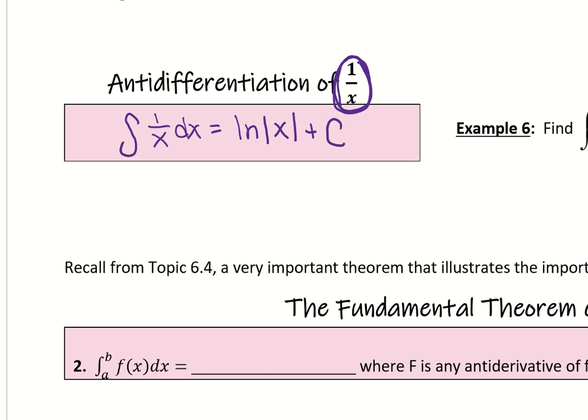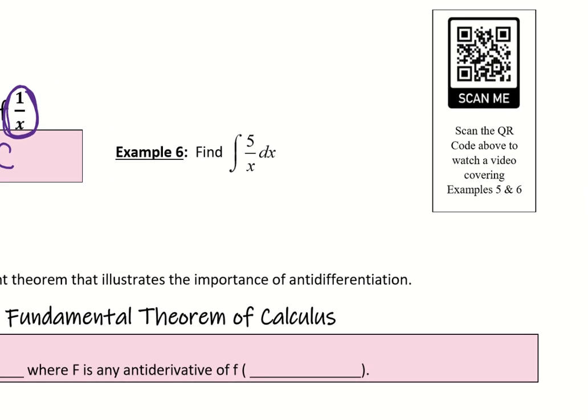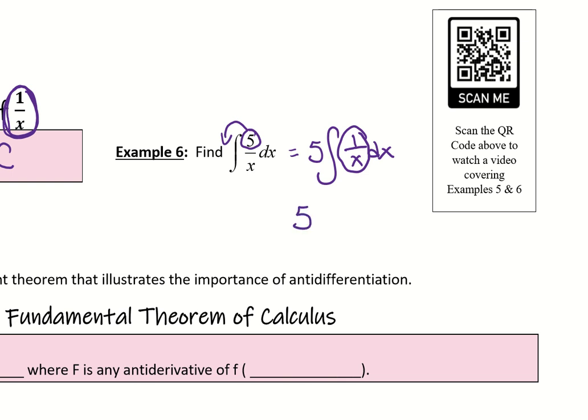All right, let's do it. Example 6. So here we can rewrite this. This 5, again, can go out in front, and we can write this as 5 times the integral of 1 over x dx. And then we know that the antiderivative of 1 over x is the natural log of the absolute value. So we can write this as 5 times the natural log of the absolute value of x plus c.